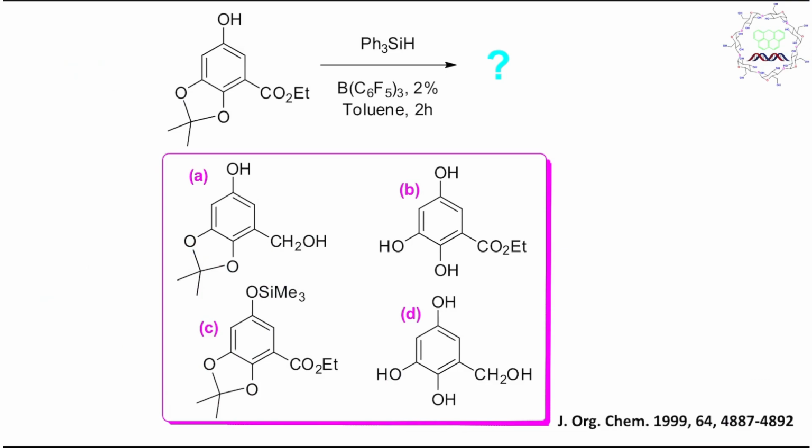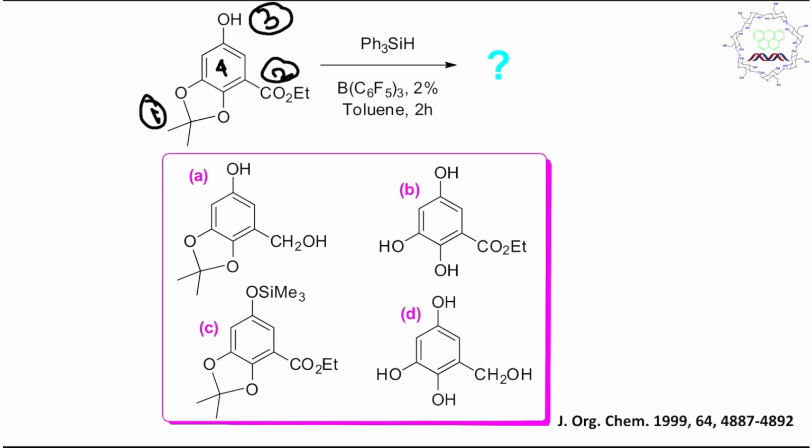Now, as usual for MCQ, two things are very important: what reagent is given and what condition. If you look at this molecule, it has four sites of chemical reactivity. One is this ketal linkage, acetal or ketal. This is actually ketal. So point number one, ketal. Second is this ester. Third is this alcohol or phenolic derivative, and fourth this aromatic ring.